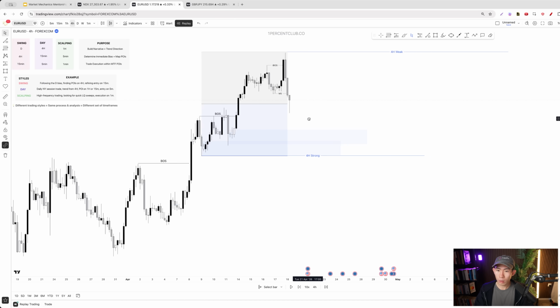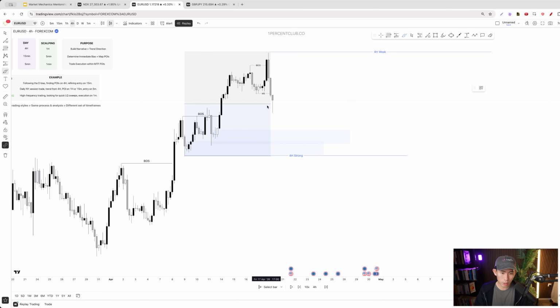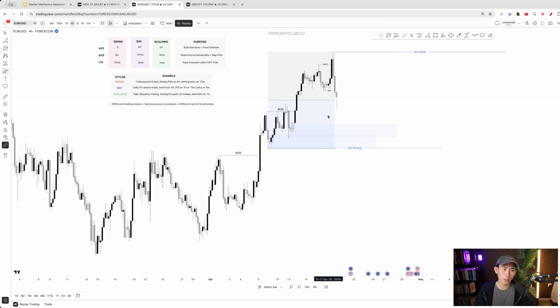Okay, so maybe if I'm looking for longs, I want to see price come down, mitigate this zone or this zone, and then I can look for longs to trade in this particular direction itself. So that's what you essentially do on the higher time frame. You just build the narrative, you just try to figure out what is the market trying to tell you right now, and who is in control of price, right? Whether the buyers or the sellers.